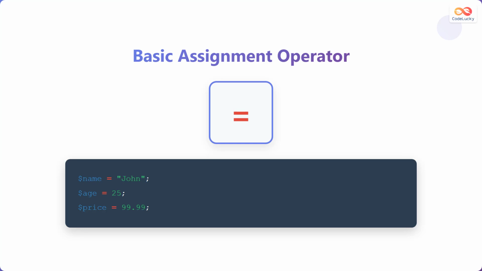The most basic assignment operator is the equals sign. It assigns the value on its right to the variable on its left. For example, the code $name = "John" assigns the string John to the variable $name. Similarly, $age = 25 assigns the integer 25 to the variable $age. Lastly, $price = 99.99 assigns the floating point number 99.99 to the variable $price.